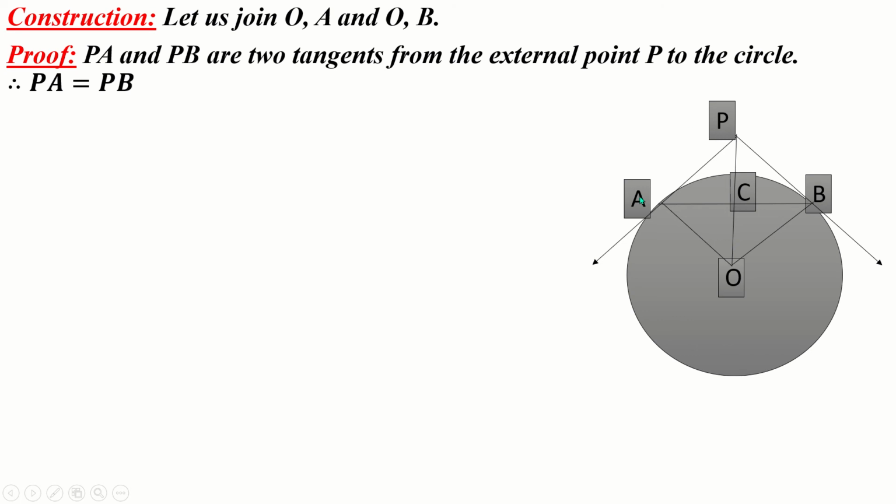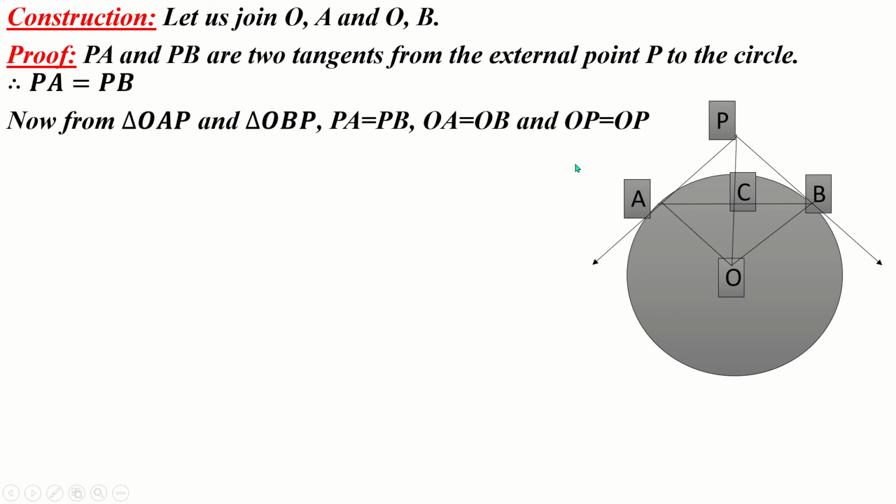That means PA equal to PB. PA and PB both are tangents of the same circle and from the same point. That means from point P. Here PA and PB are two tangents. So PA equal to PB. We had already proved this theorem. Okay.